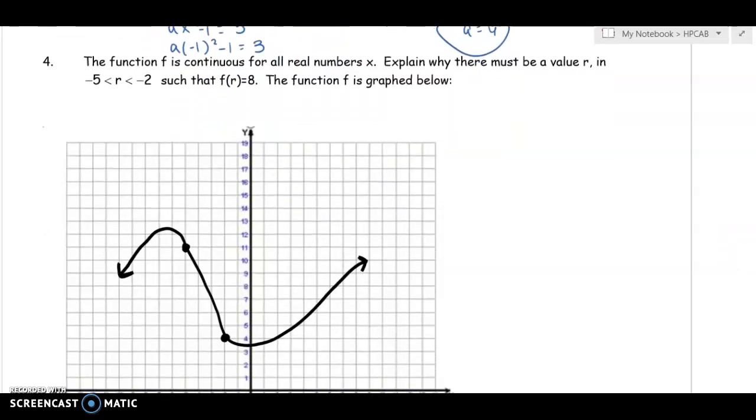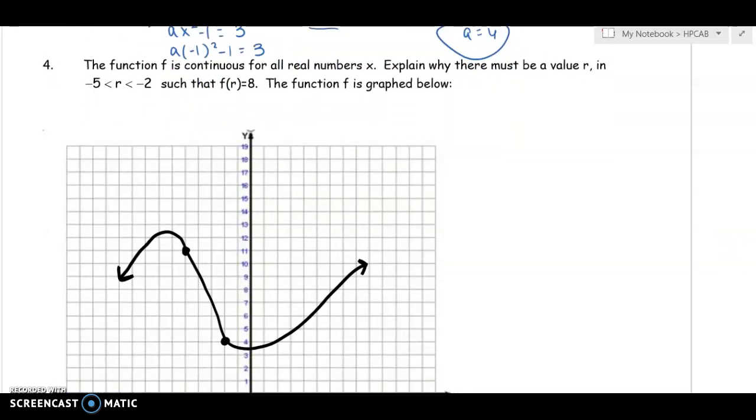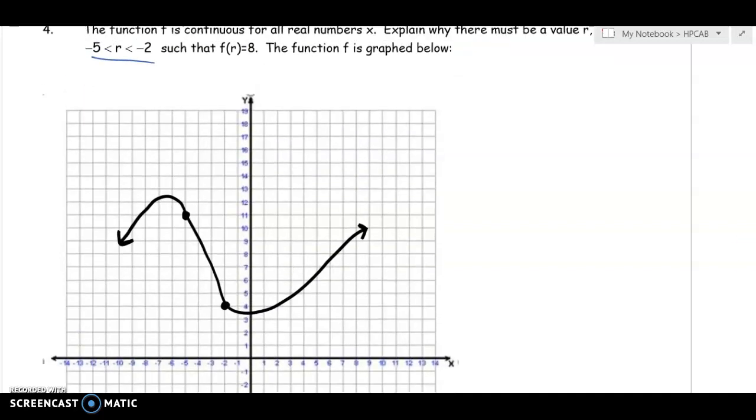For number 4, we've got the function f is continuous for all real numbers x. So this is our continuous function. Explain why there must be a value r between -5 and -2 such that f of r is equal to 8. The function is graphed below. If you look at this graph here, we can see that f of -2 is equal to 4, and f of -5 is equal to 11.